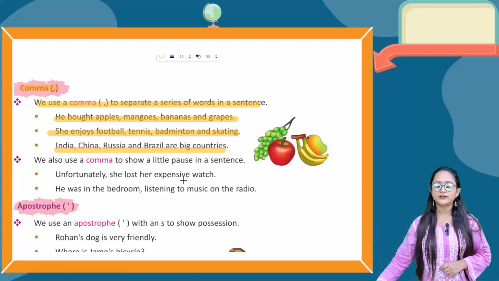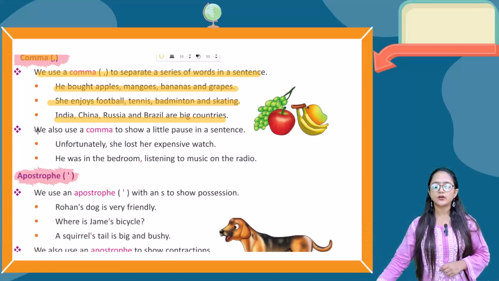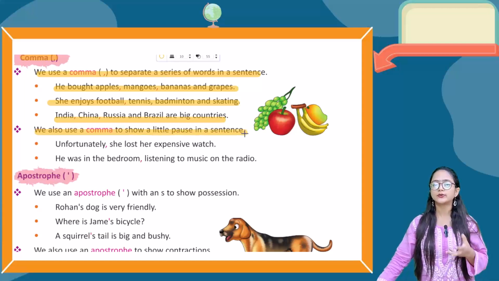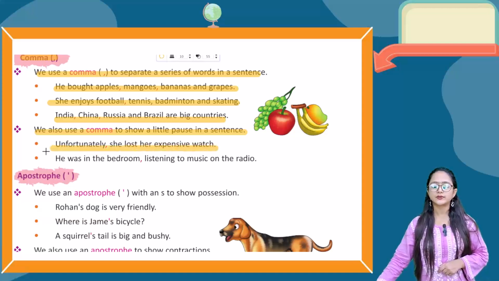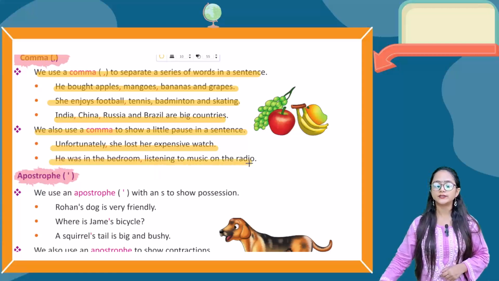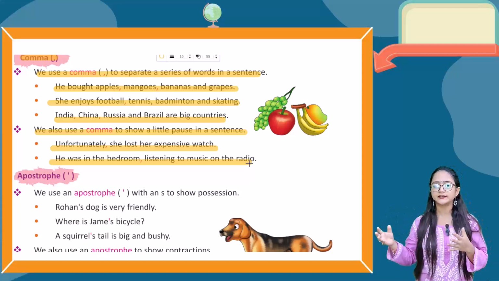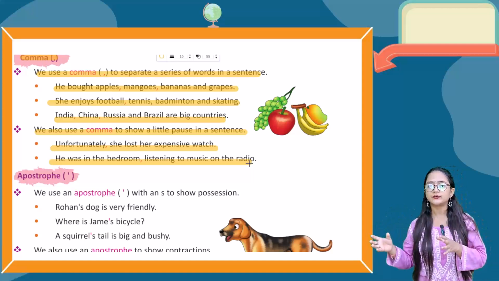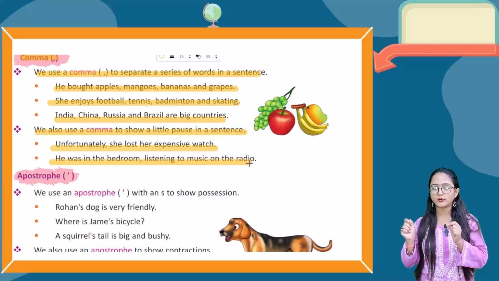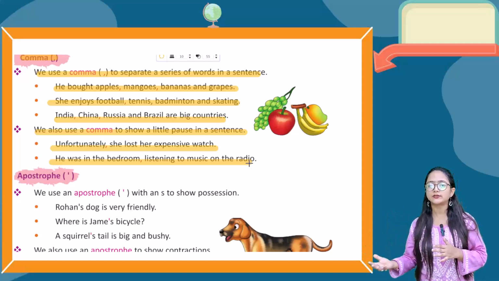Now the next rule says that we also use a comma to show a little pause in a sentence. For example, unfortunately, she lost her expensive watch. Next one, he was in the bedroom, listening to music on the radio. When you pronounce it, you say: he was in the bedroom, you take a little pause, then listening to music on the radio.